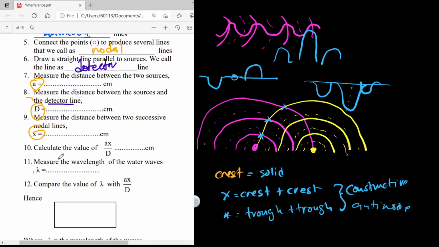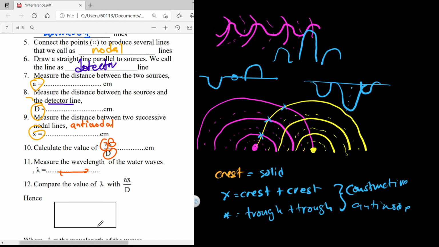Then we can calculate the value of AX divided by D. A is the distance between the two sources. X is the distance between the nodal lines, or you can also measure the distance between antinodal lines. D is the distance between sources and the detector line. The value of this one is in cm. Maybe you can try it in your books and measure the wavelength.